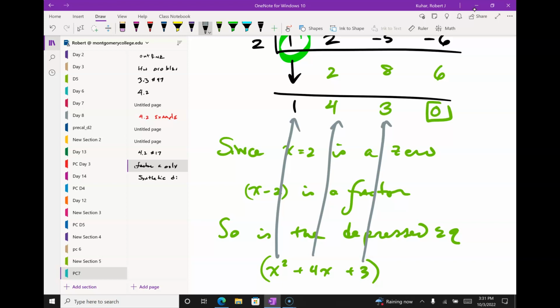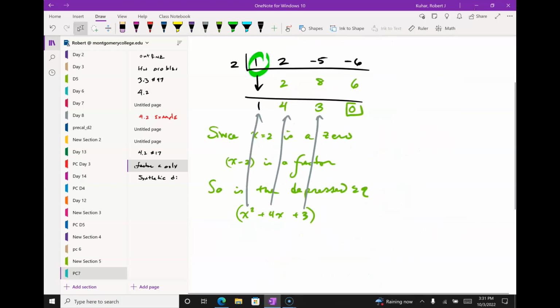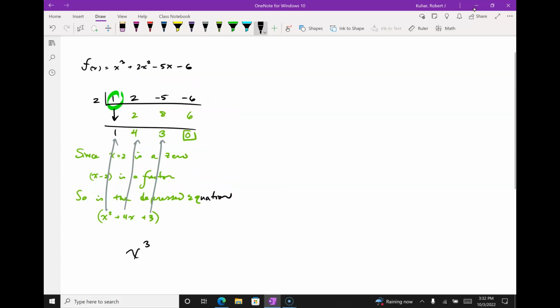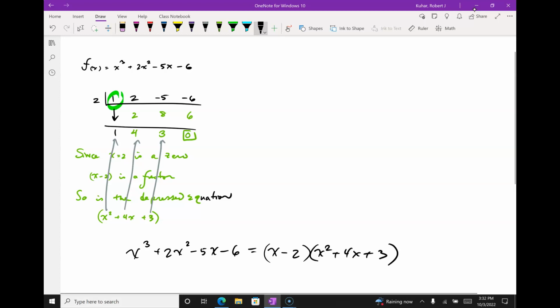When I get a 0, I get a factor. And then my quotient, which we're calling the depressed equation, is also a factor. So look at what I have now. Is everybody okay? Strange language, but you're going to put it on your formula sheet. So is the depressed equation. So look what I have now: x cubed plus 2x squared minus 5x minus 6 is now x minus 2 times x squared plus 4x plus 3. Make sure you're with me here.